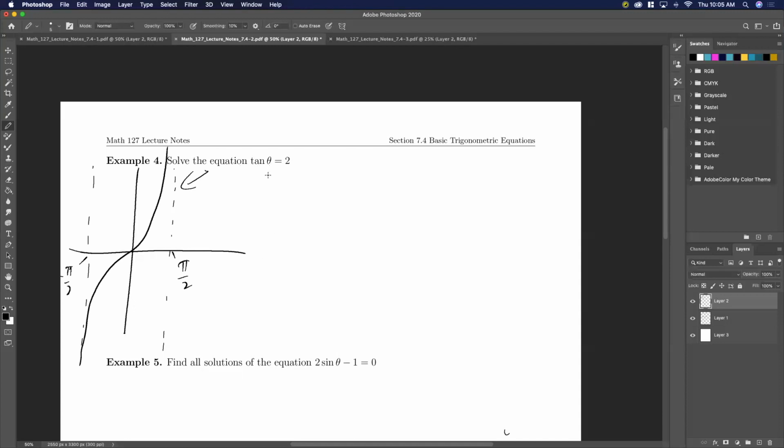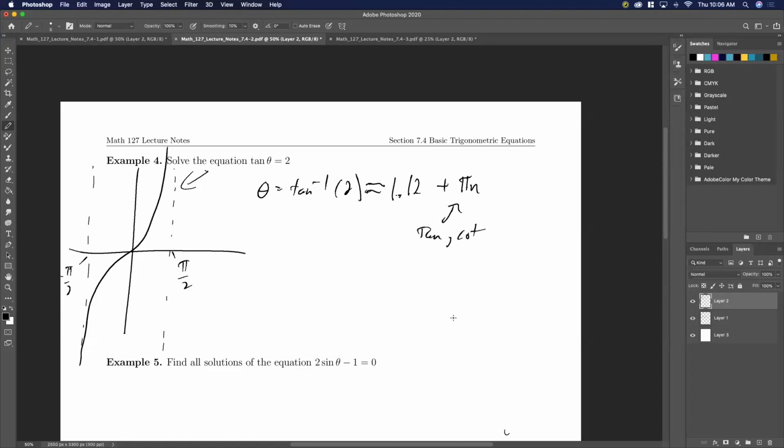So tangent equals 2. The period here, the length of this, is pi. From minus pi over 2 to pi over 2, the distance we travel is pi. So the period of tangent is pi, same for cotangent. If I take theta equals the arc tangent of 2, I'm going to get roughly 1.12. And since the period is pi, I'm only adding n pi. This is what we're going to do for tangent and cotangent.